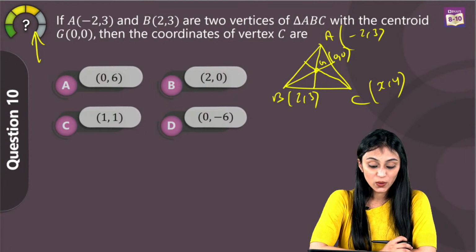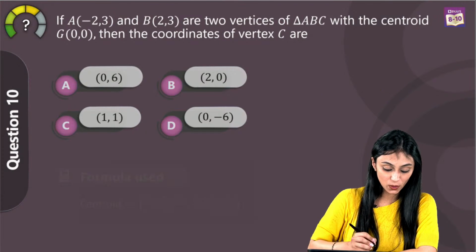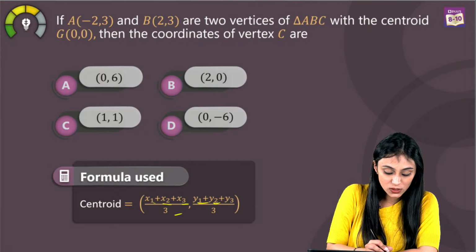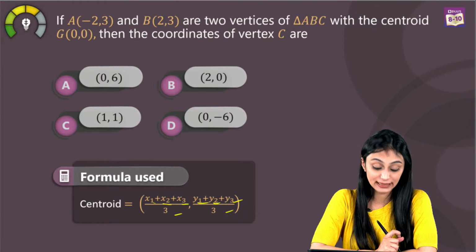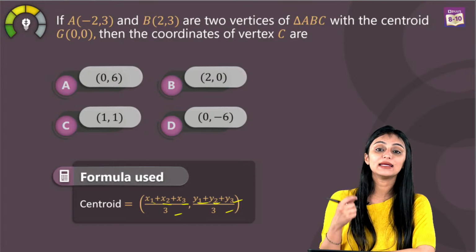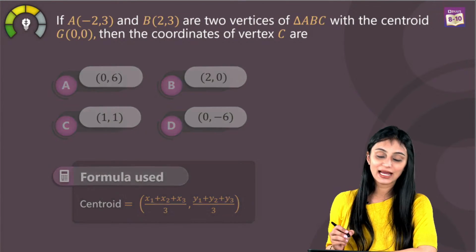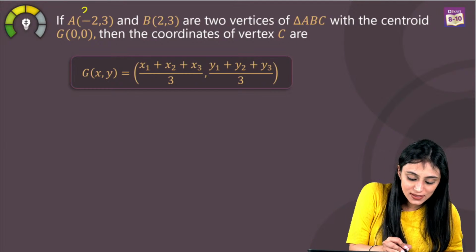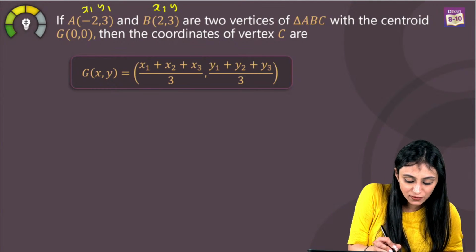Okay, so what we can do here is, we know what the formula of centroid is. That's x1 plus x2 plus x3 by 3, comma, y1 plus y2 plus y3 by 3. Now using this, I can get the value of the coordinates of C, that's x comma y. Okay, so this is the formula that we have. This is my x1, y1. Just writing for your convenience.